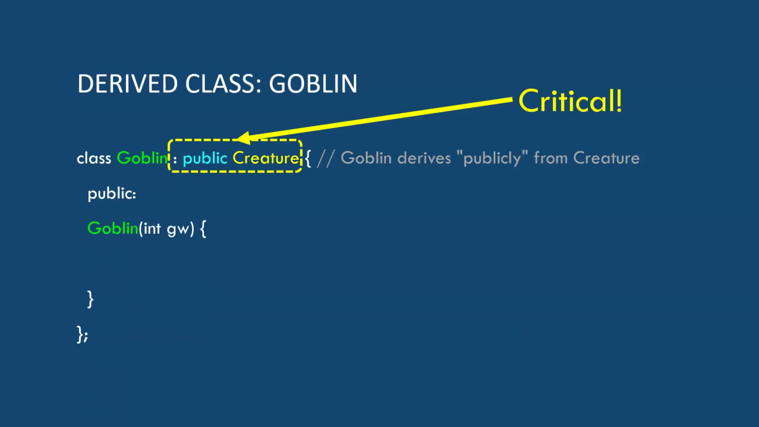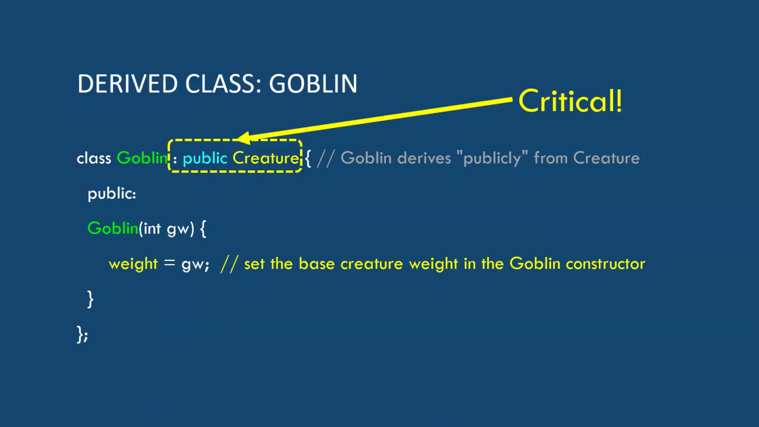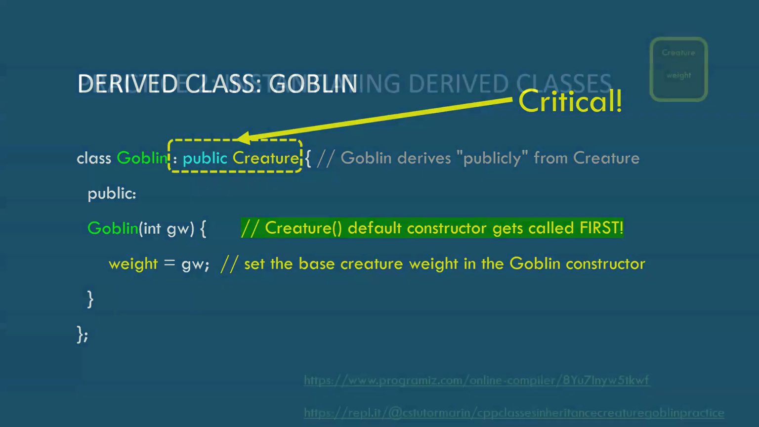So keep that in mind. But here's our goblin constructor. Somebody gives us the goblin weight. So how do we get that weight into the base class weight attribute? We could do it this way. We saw that previously. We're just default constructing the creature and then coming back and overriding its weight with our passed in argument there. That's okay, but it's going to happen after the creature base class gets constructed.